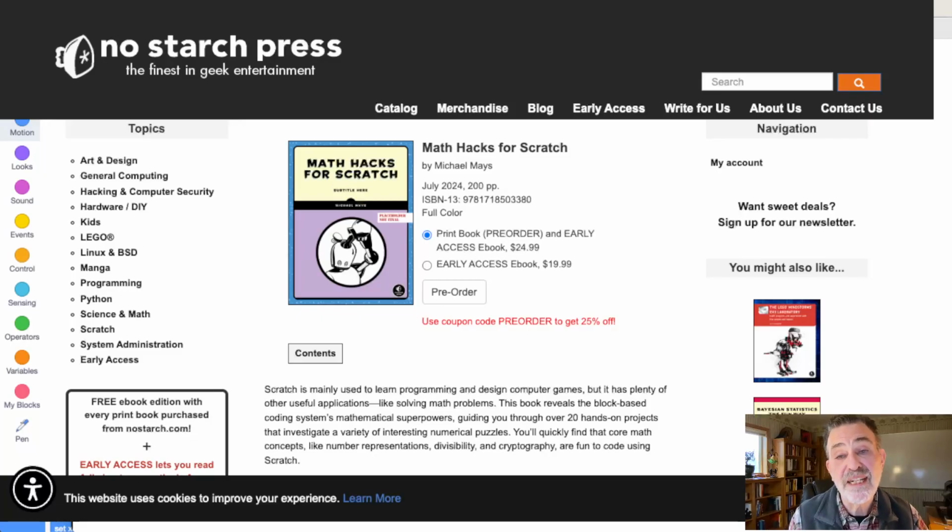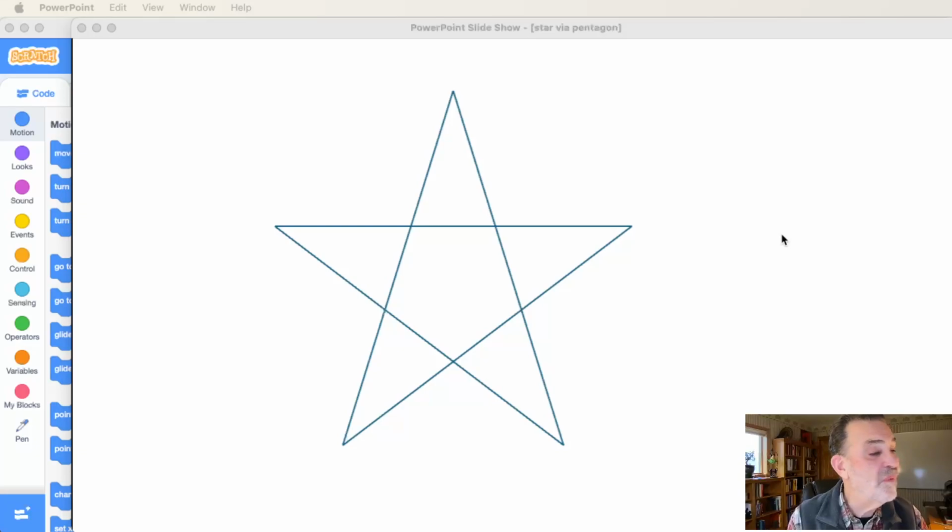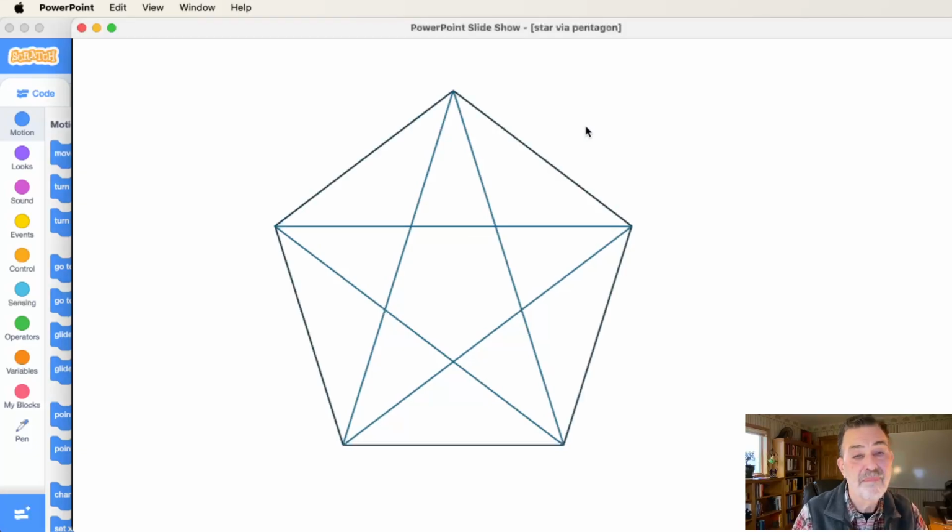So let me set up the stage. The Scratch part's going to be kind of short. I'll do a little bit of math ahead of time to figure out what parameters I need Scratch to know. So let me get out of the browser with my plug for the book coming up and go to what I'm aiming for. So I'm going to try to draw just a regular 5-pointed star. And the thing about the star is it sits inside a pentagon. So the geometry of the pentagon is going to determine what the angles should be.